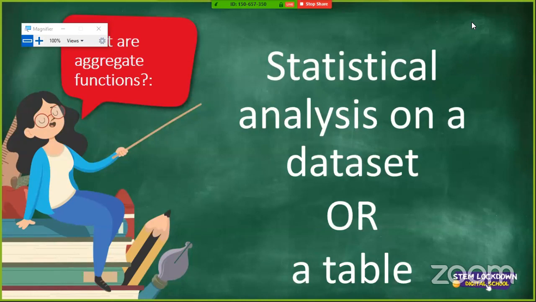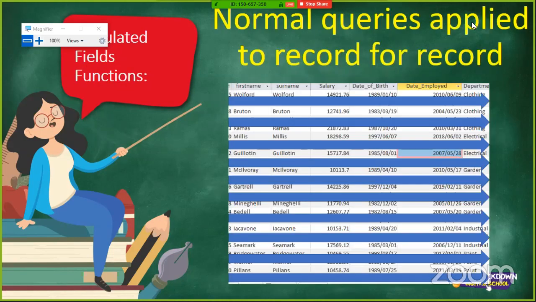Right, okay, so take a look at the next slide. In the next slide, normal queries work on a record for record basis. So you can see there the first name, the surname, the salary, date of birth. If we're going to draw a normal query, it's going to apply to all of the records. So literally what Access does, if you're going to do a query, it's going to go to the first record. Does this record apply? Remember now we're working with calculated queries.